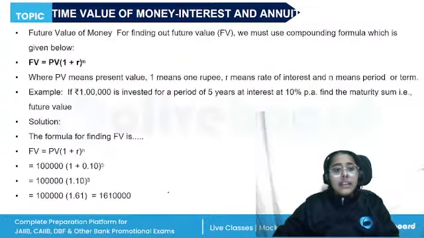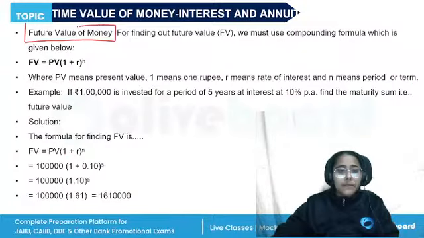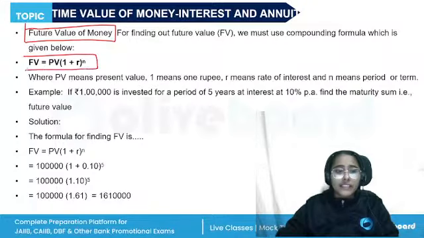Then let's say we want to calculate the future value of money. The formula used is: future value is equal to present value multiplied by (1 plus r) raised to the power n, where r is the rate of interest and n is the period of term. For example, if rupees 1 lakh is invested for a period of 5 years, the present value is rupees 1 lakh.